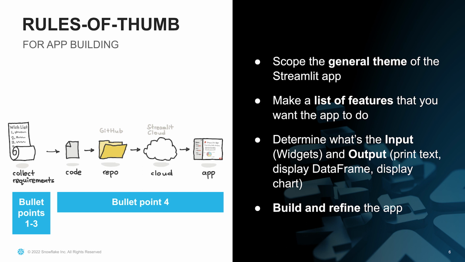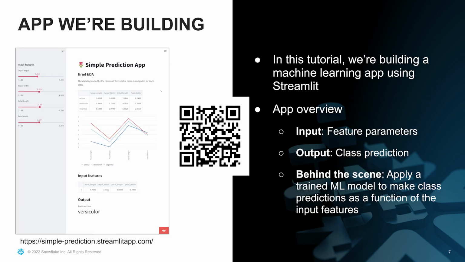So let's take a look at the rule of thumb for building a typical Streamlit application. Generally, the first thing I do is scope the general theme of your application. For instance, you could make a list of features or wish lists that you want the app to do. Based on this list of features, you determine what your input and output are. You also want to have some ideas on how you could transform or process your input into the output. Finally, the last step is to actually build the app, and then you can refine and improve it later.